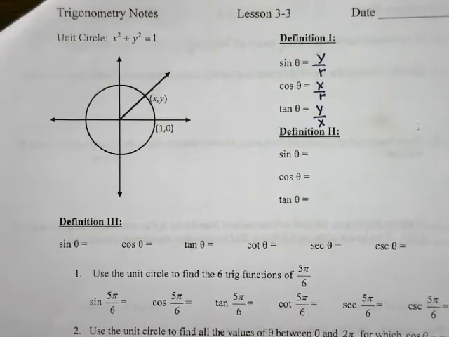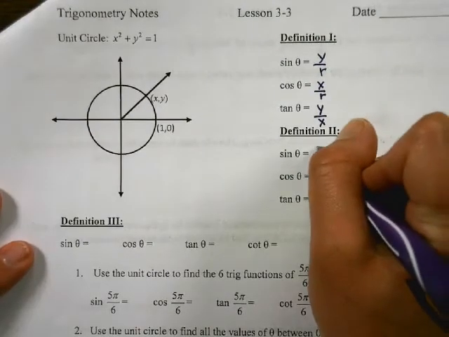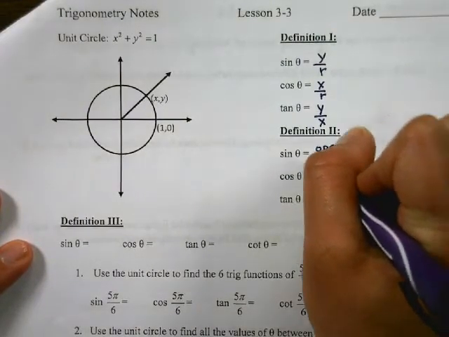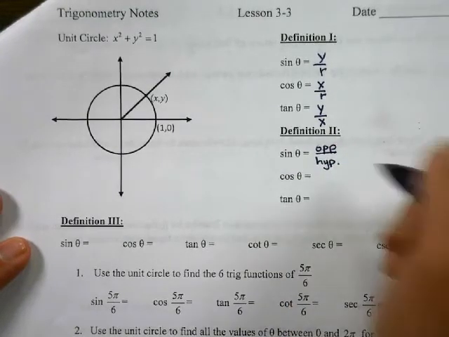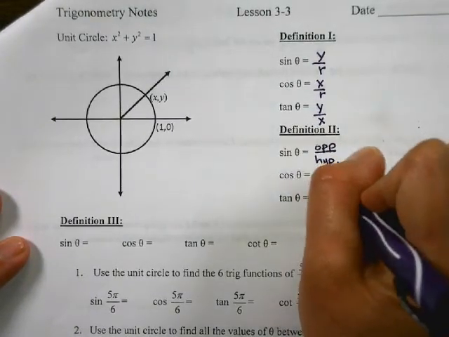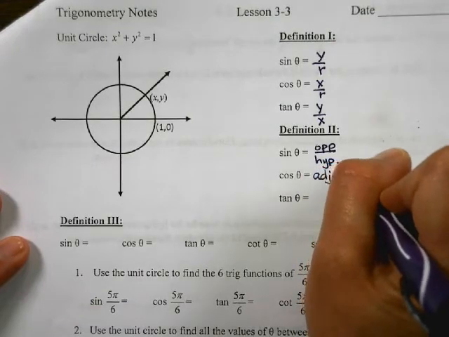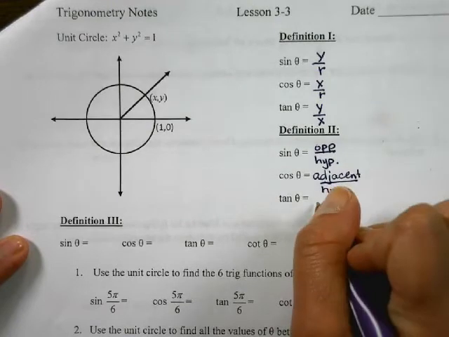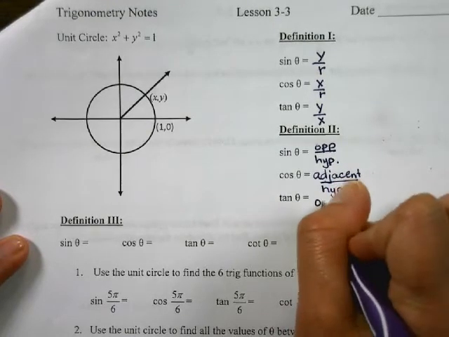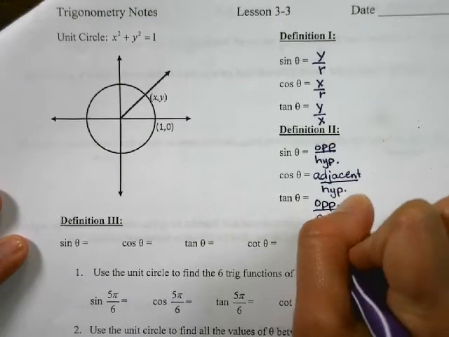And then we went to definition 2 and we said, okay, we're going to just hang out in quadrant 1. So we don't really need those x, y's, and r's. Let's just keep them in terms of opposite, adjacent, hypotenuse. So we said sine was opposite over hypotenuse, and cosine was adjacent over hypotenuse, and then tangent was opposite over adjacent.